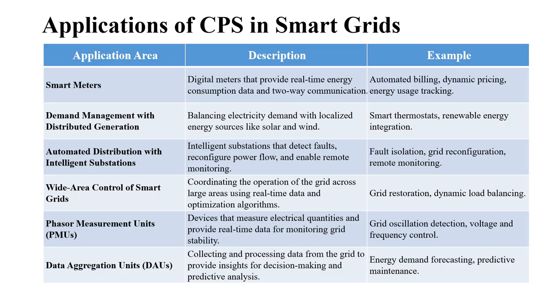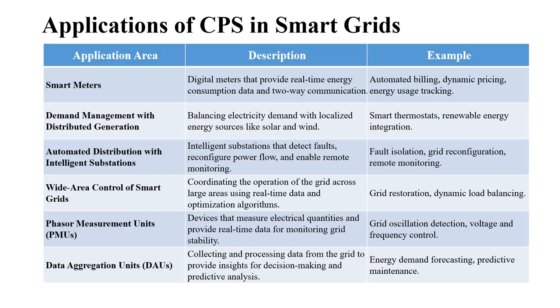Okay, so examples are the grid restoration. Then you have dynamic load balancing. So dynamic load balancing, here the system can distribute the power based on real time consumption and demand across regions, ensuring that no part of the grid is overburdened.